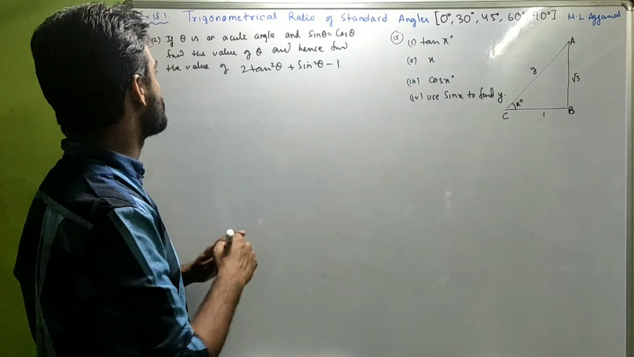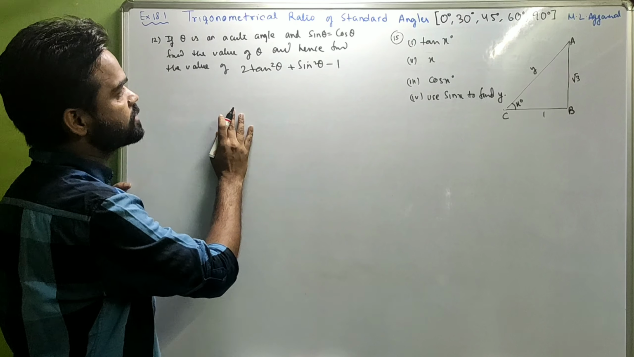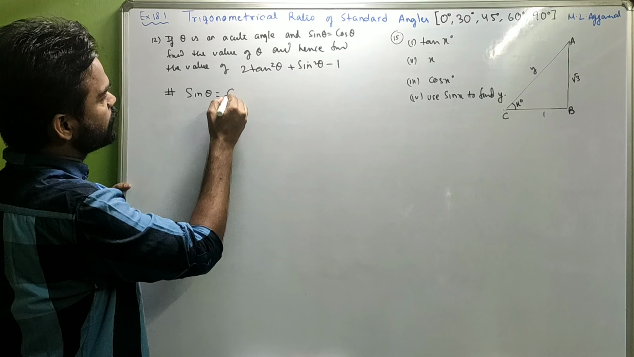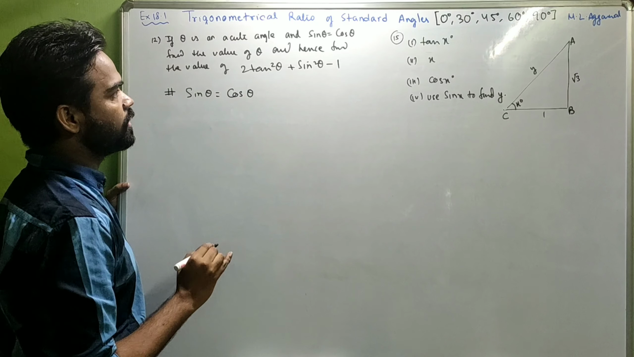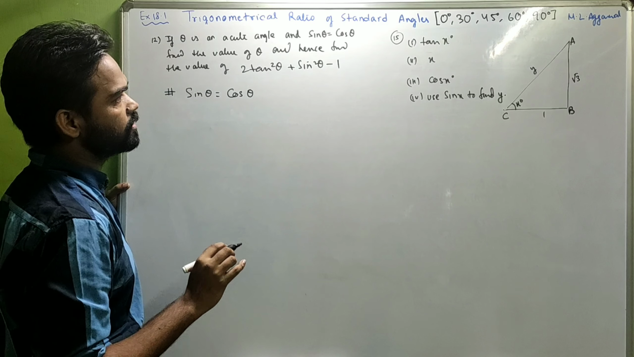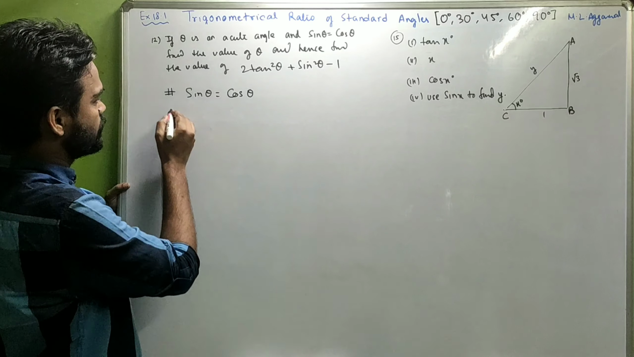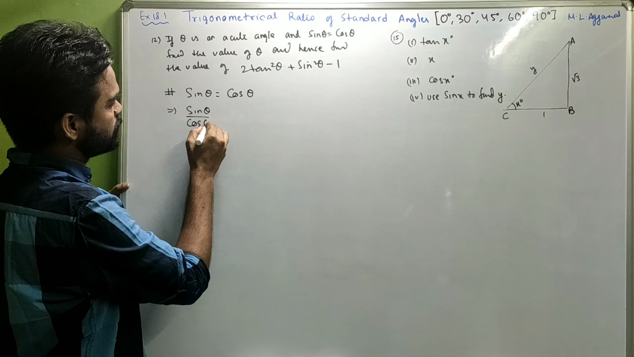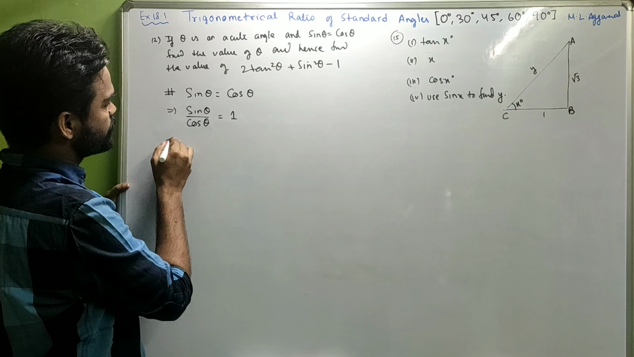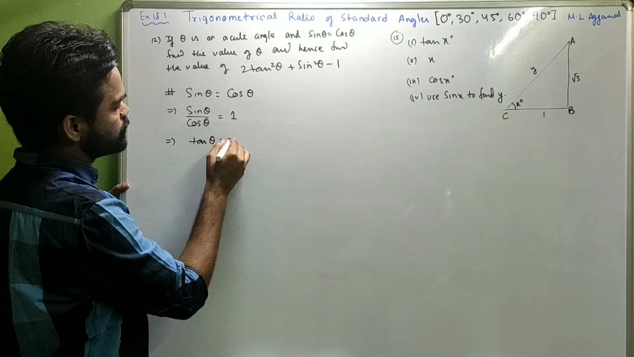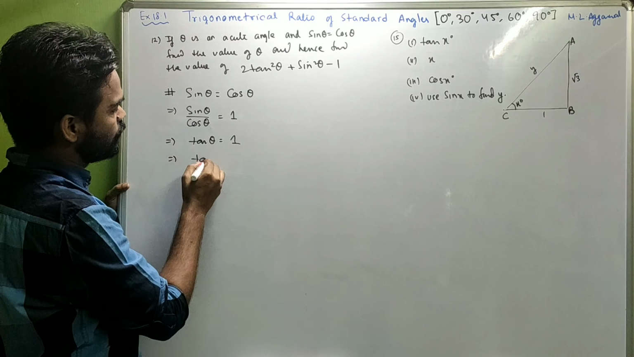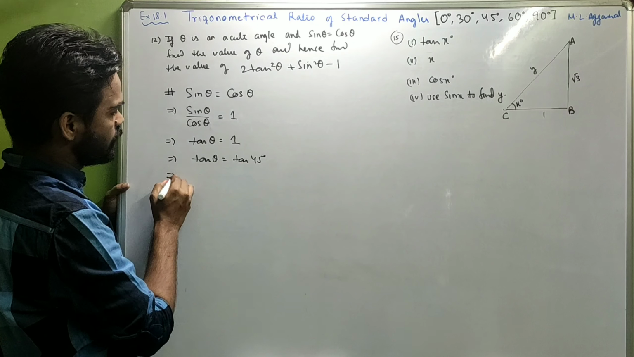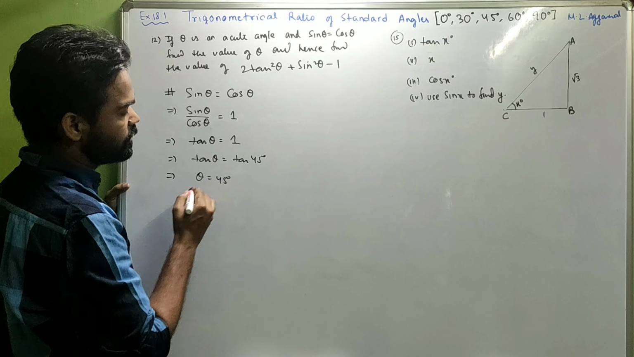Now look at sum number 12. If theta is an acute angle and sine theta equals cos theta, find the value of theta, and hence find the value of 2 tan square theta plus sine square theta minus 1. Now look carefully. Can I write this as sine theta by cos theta equals 1, which means tan theta equals 1? Now when is the value of tan 1? At 45 degree, which means theta is 45 degree.